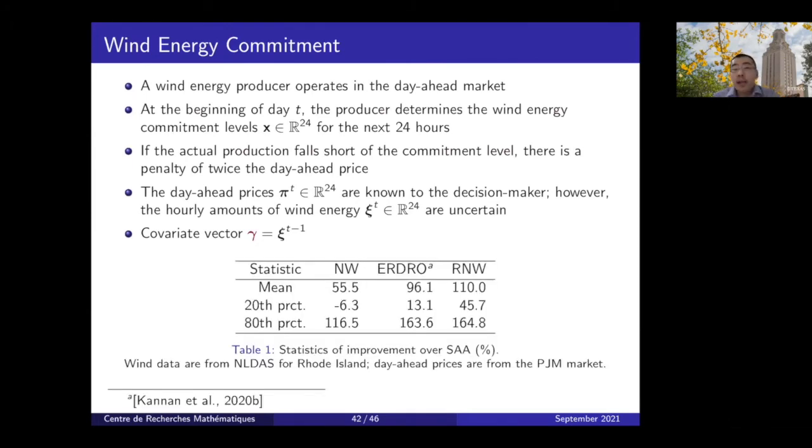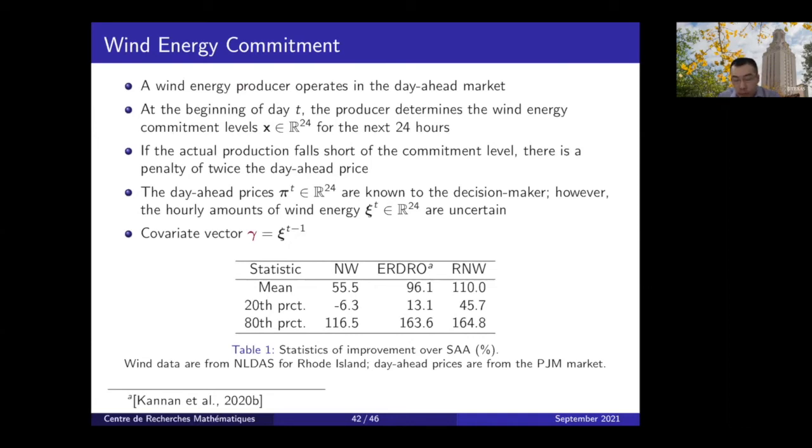These are the out-of-sample statistics of improvements of the different methods over the naive sample average approximation that assigns equal weights to all the samples. We also tested the decision rule approach, but it performed extremely poorly, so we don't report the results.